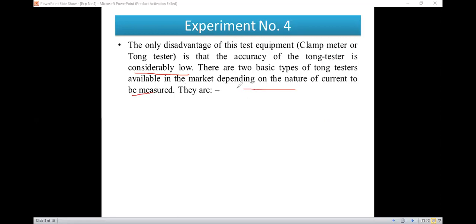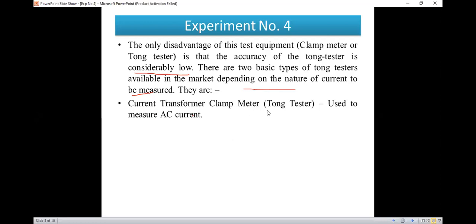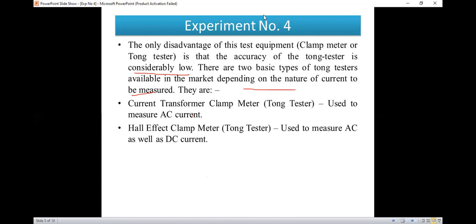So there are two basic types of tong tester available in the market, depending upon the nature of current to be measured. Okay, depending upon the measurement of current, like AC current or it may be DC current, so depending upon that current, there are two types of tong tester, or two types of clamp meter. In that, the first one is the current transformer clamp meter, used for AC current measurement, and the second one is used for DC current measurement.